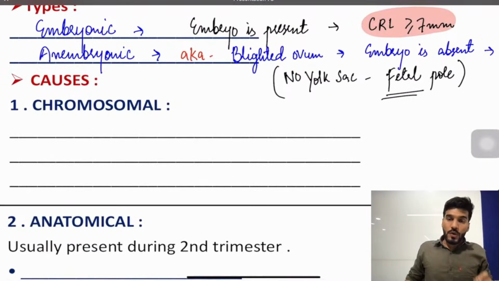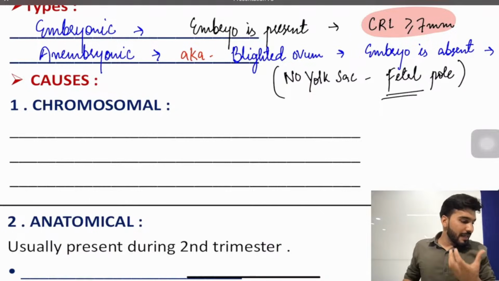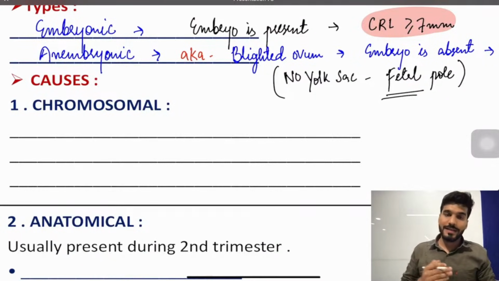Now talking about the causes of abortion. In the first trimester, the most common cause is chromosomal. If related to the anatomy of the uterus or cervix, it is usually a second trimester cause. And in the third trimester, there can be any maternal cause, or the cause can be anything.